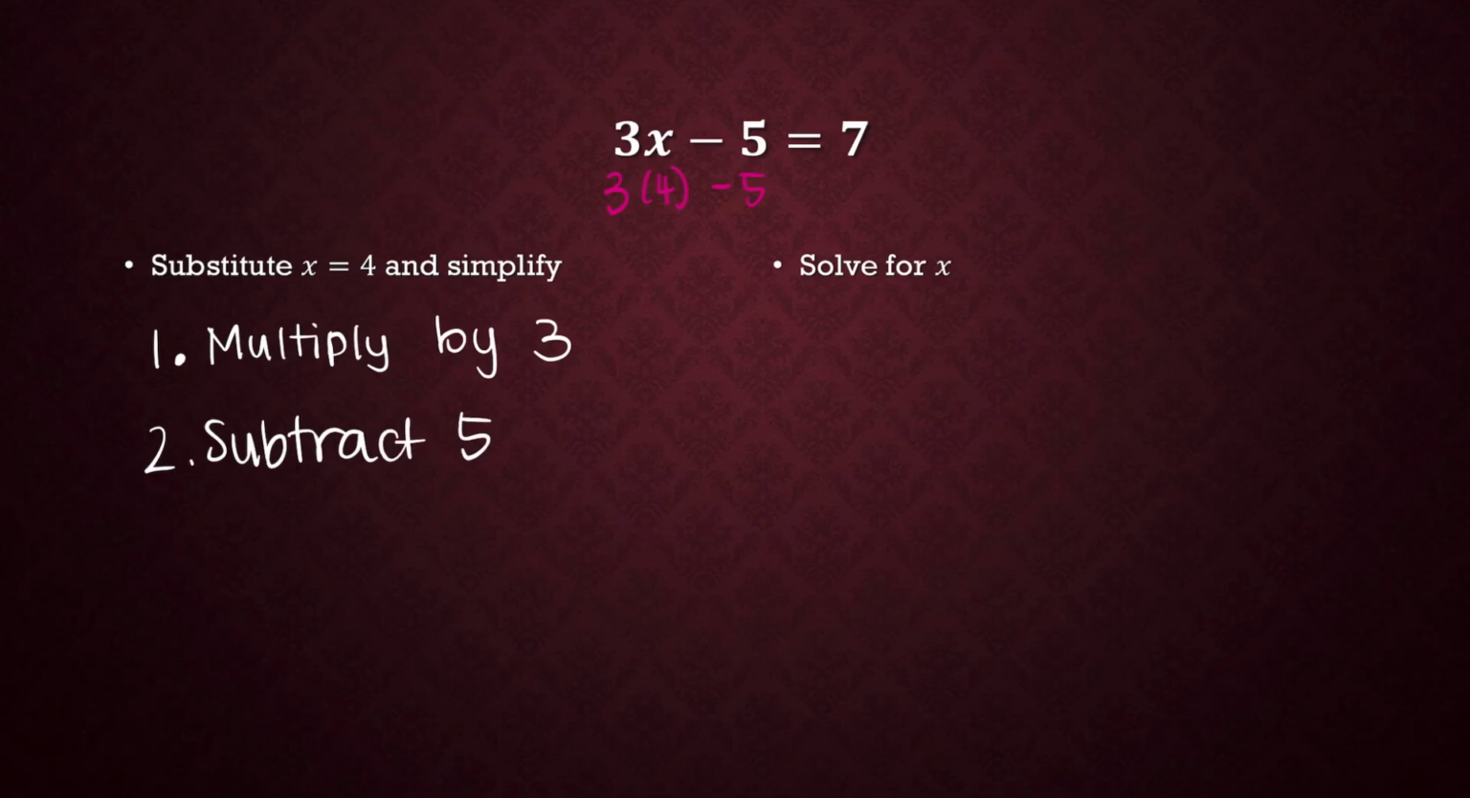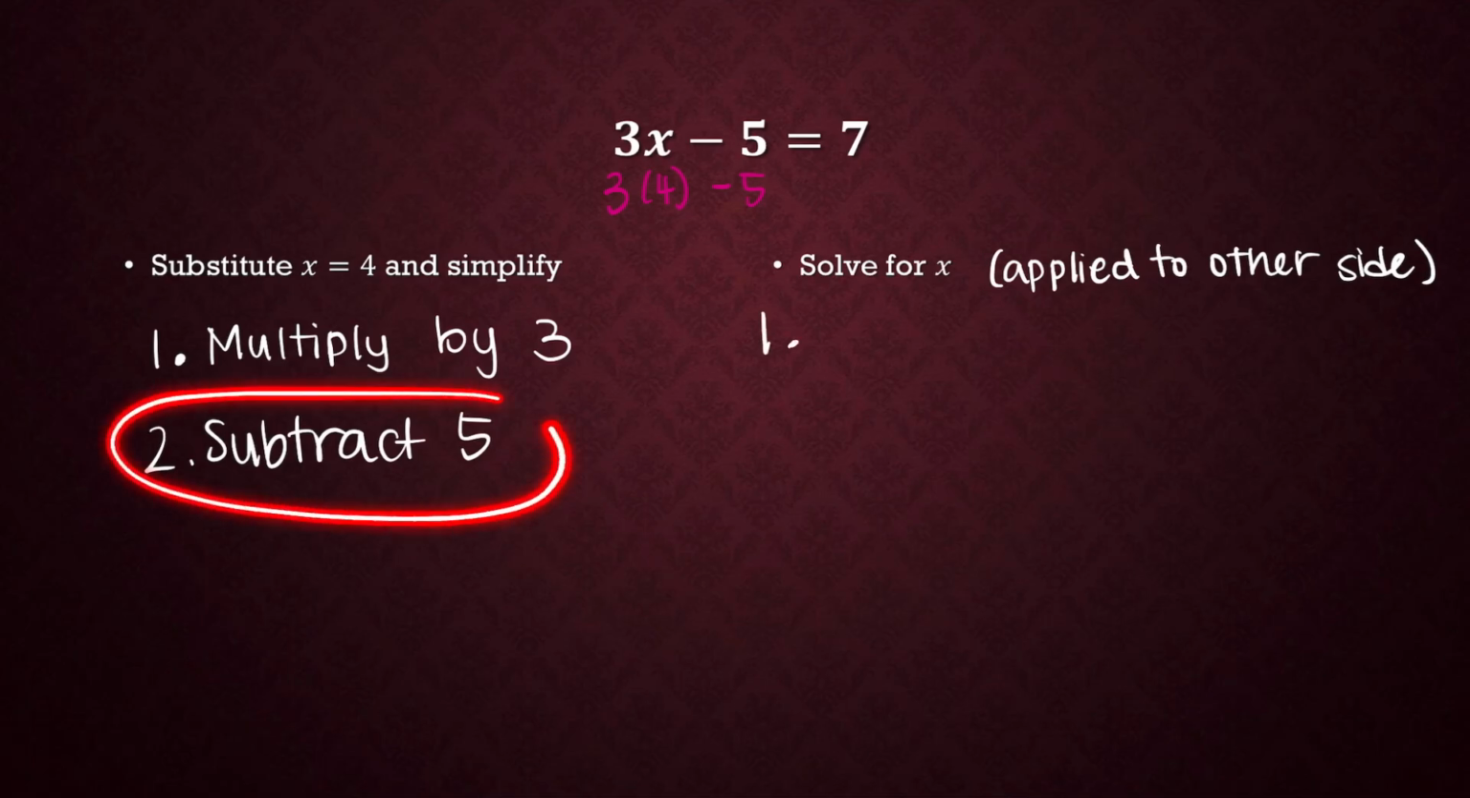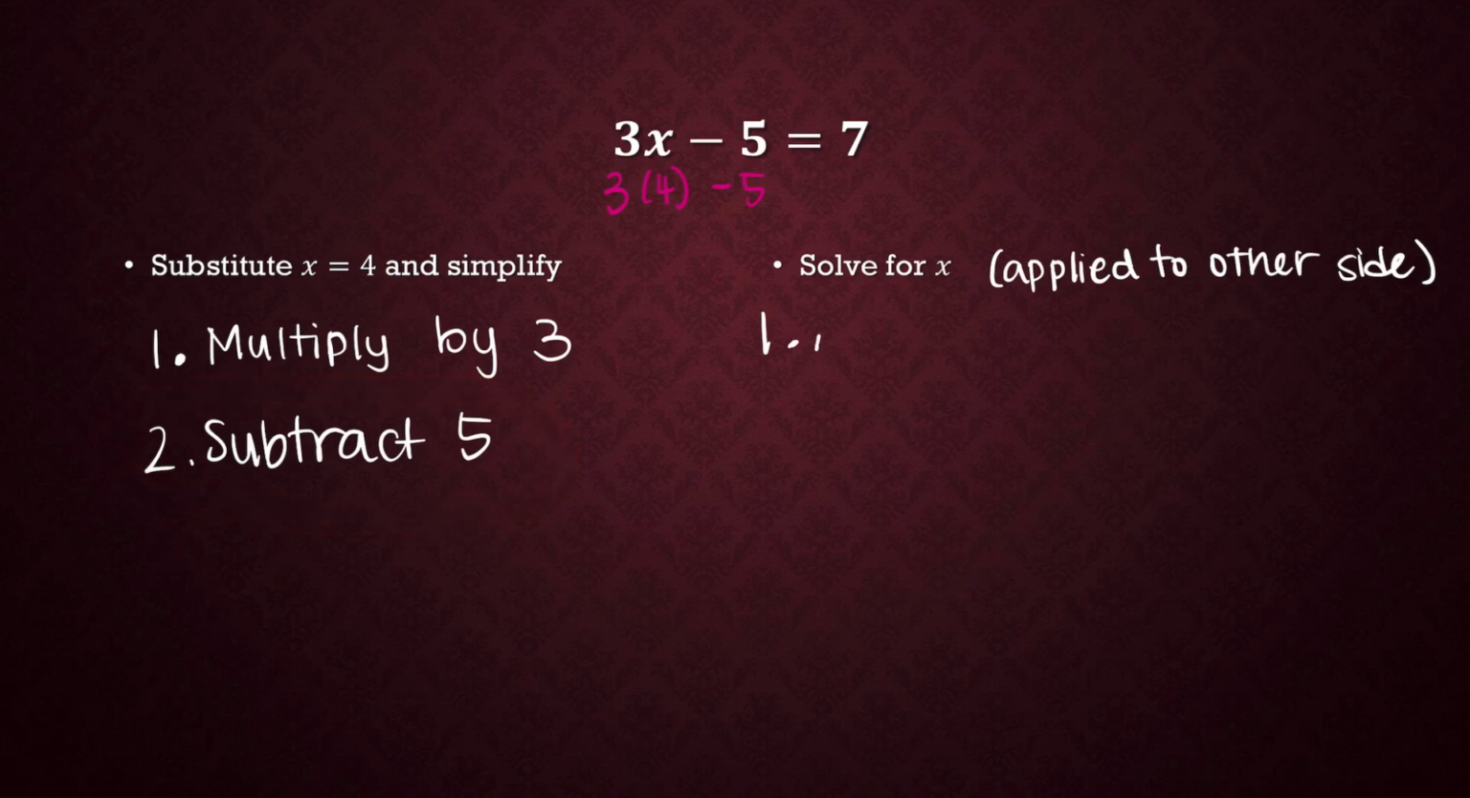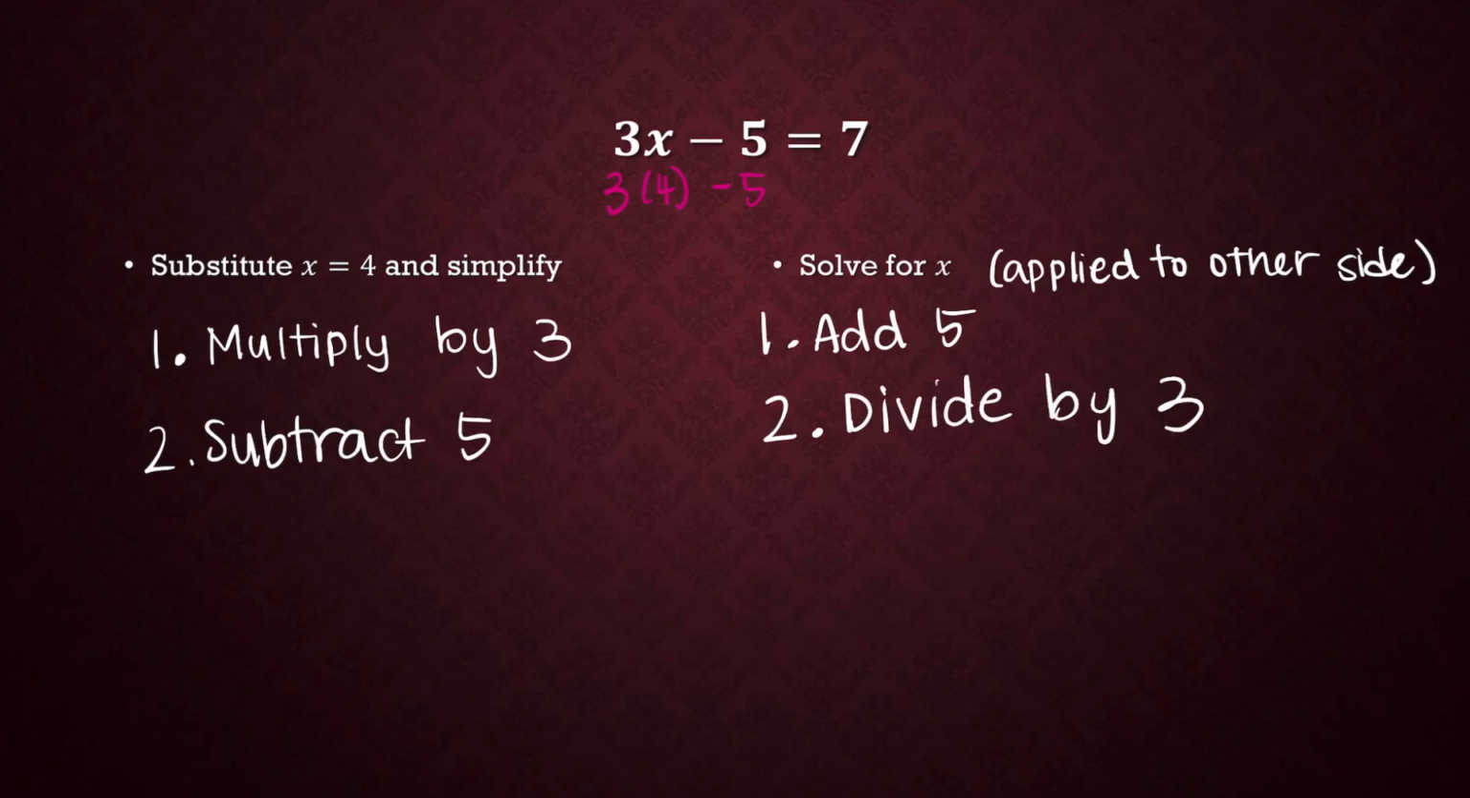When you're solving for x instead, you would apply it to the other side. In this case, the other side is a 7. So I would switch it. Instead, I look at the last thing on my other list. I'd say, okay, instead of subtracting 5, I'm going to add 5, because that's going to undo the PEMDAS. And then I would look at the first step. The inverse of that would be to divide by 3. So let's see how that works.